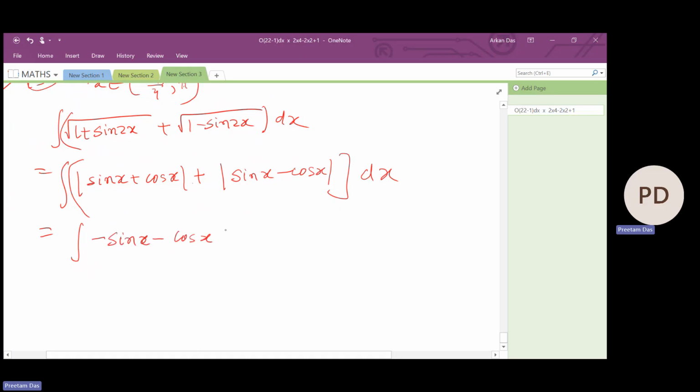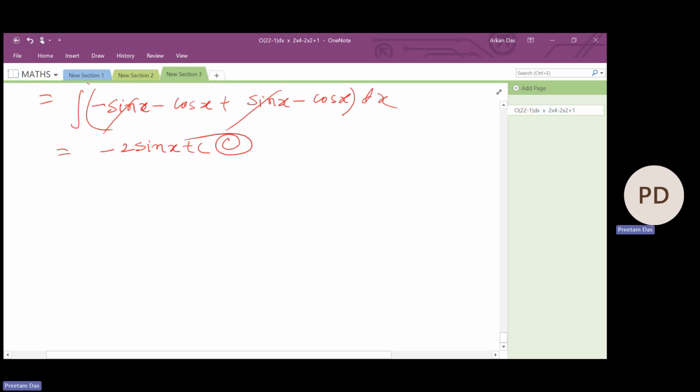Similarly, the second one will be positive, so let us keep it that way. Cancel, integrate, you will get minus 2 sin x plus c. Option C.